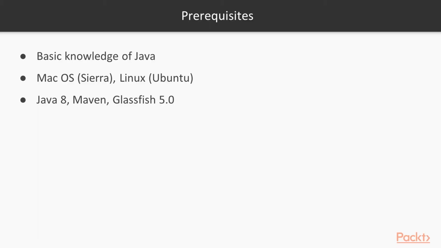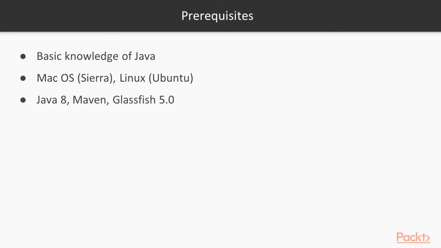This course is designed for anyone interested in JSON support in Java Enterprise Edition 8. It can be used by students and professionals who are looking for an introduction to JSON processing API or interested in learning the new JSON binding API. This course requires a basic knowledge of Java.